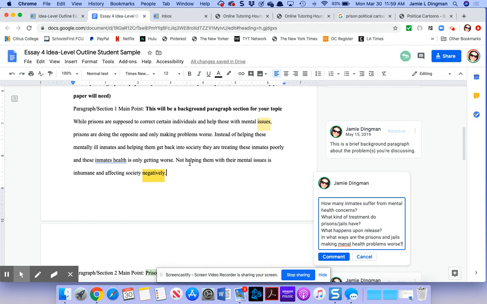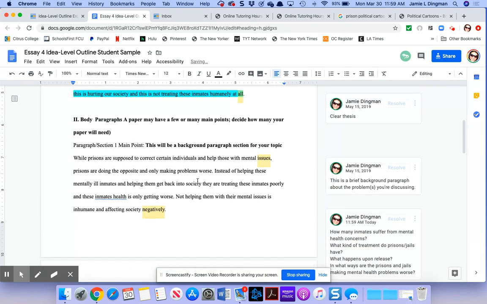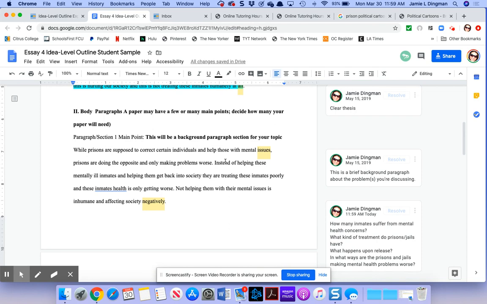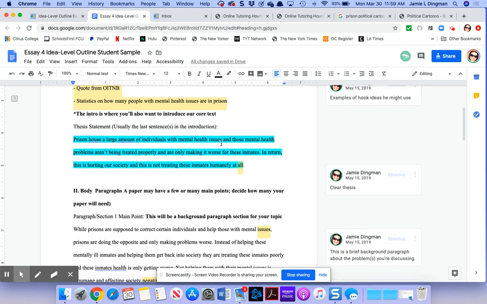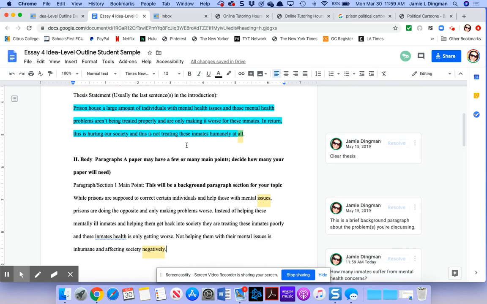They're just saying that instead of helping, they're harming them. Well, how? How are they harming them? What specifically are they doing that's making this problem worse? So, make sure you're addressing that kind of information in the background. Make sure you're not just repeating yourself over and over, which is what they're starting to do here. We don't really get any new information in the background section that we didn't already get in the thesis.